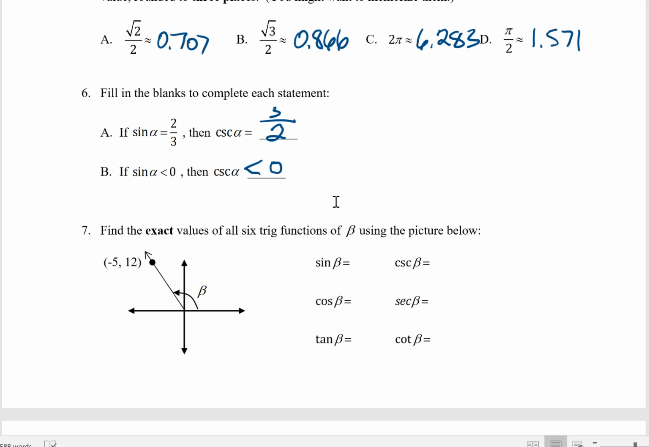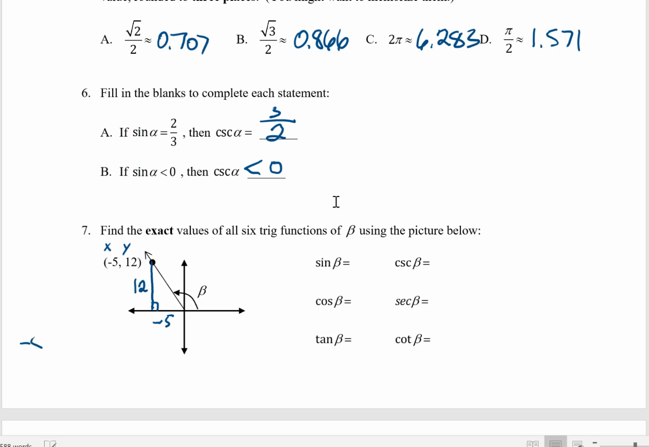Problem 7, I'm given an angle there, beta. It's drawn in standard position. I see a point there on the terminal side, and I want to fill in the 6 trig ratios. Well, I have my x, I have my y. The only thing I'm missing is my r, my distance from 0, 0 to that point. It's generally helpful to drop a perpendicular to the x-axis, forming a little right triangle. In fact, I can label this as -5 here and 12 here.